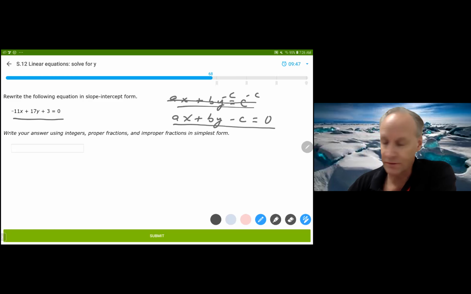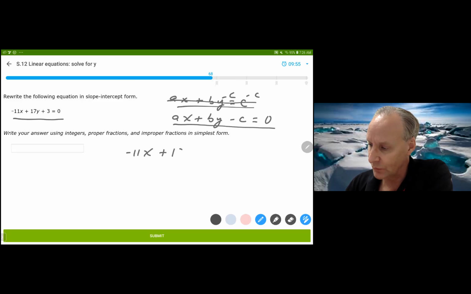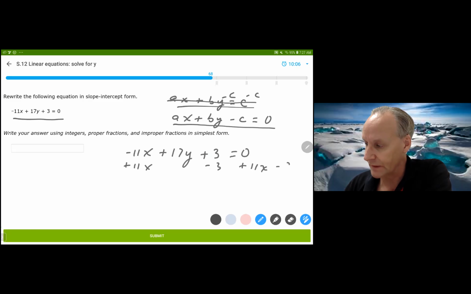In this particular case, of course, we're going to solve for y. So we need to add the 11x. And I'm going to go ahead and put all the work down here for you. 11x plus 17y plus 3 equals 0. We are going to, of course, add the 11x to both sides. And I'm also going to have to subtract the 3 from both sides. So I'm going to go ahead and do both steps at the same time because I want to get that y alone. 17y is equal to 11x minus 3.